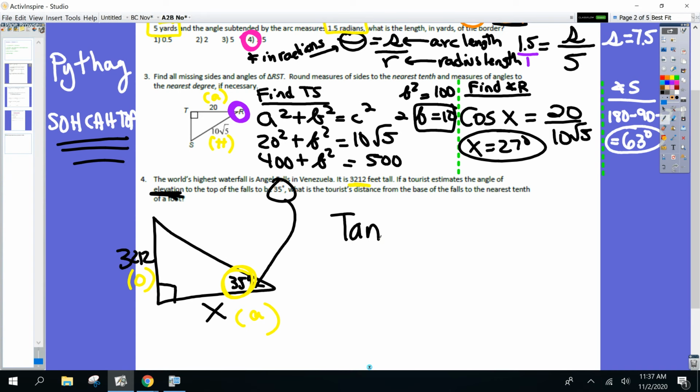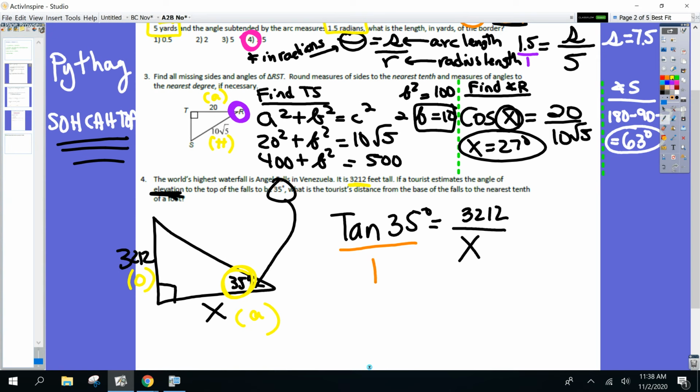Now, last problem, we put an x because I was looking for the angle, but now I know the angle. It's 35 degrees. The tangent of 35 is equal to the opposite side over the adjacent side, the one I'm looking for, O over A. Now, I don't need my inverse button because I'm not looking for an angle. I'm looking for a side. So if I'm looking for a side using SOH CAH TOA, that's when I want to start cross multiplying.